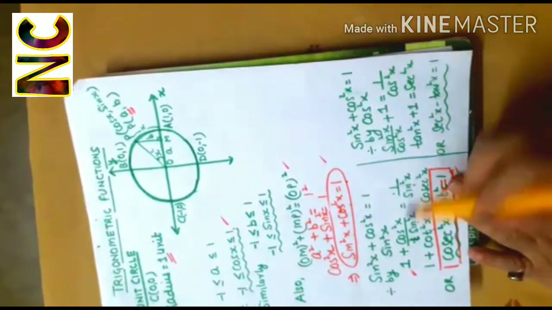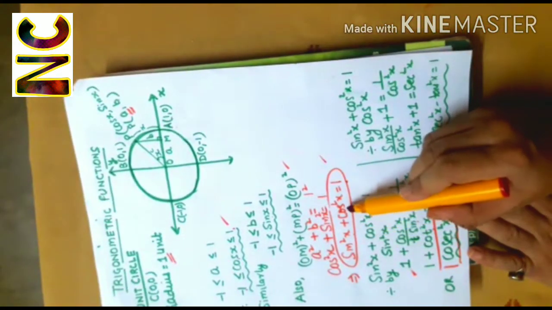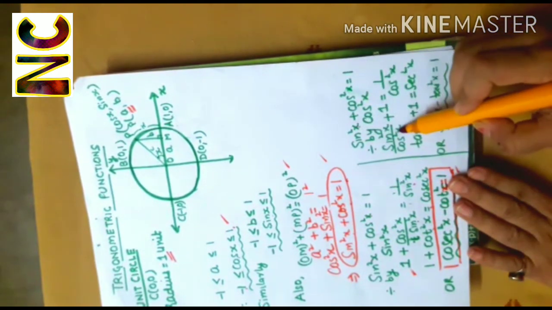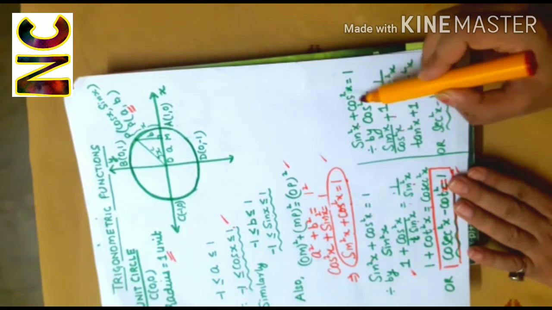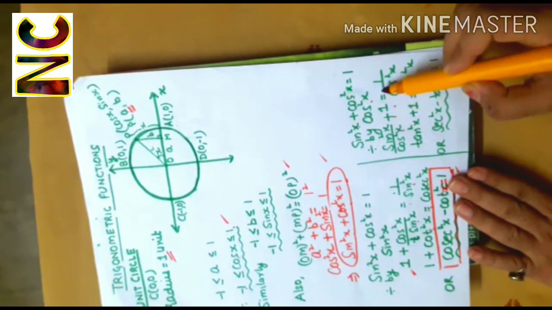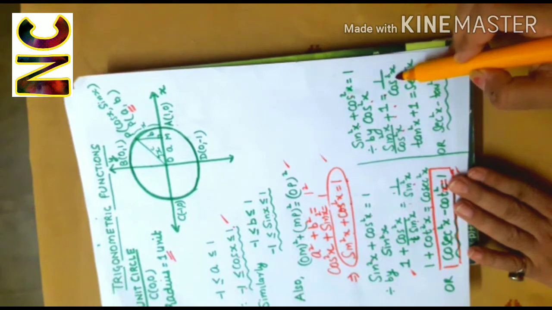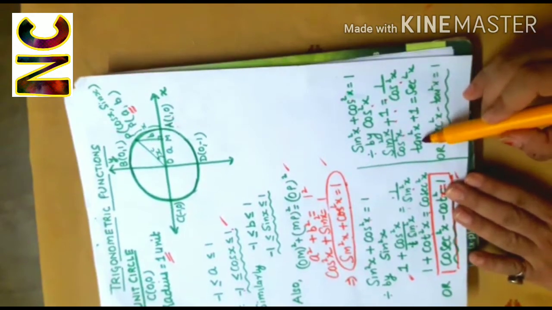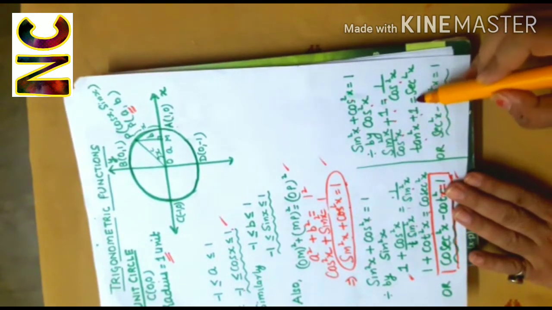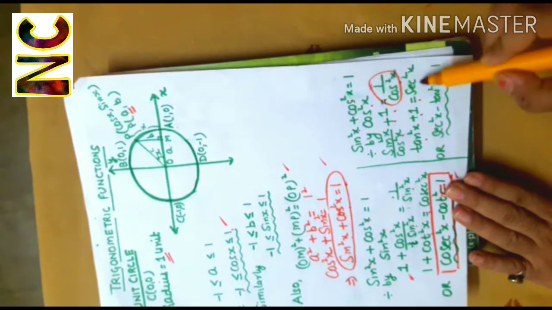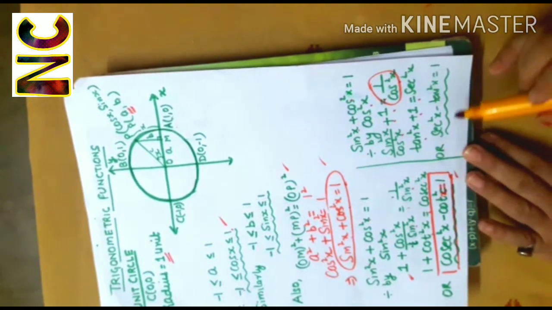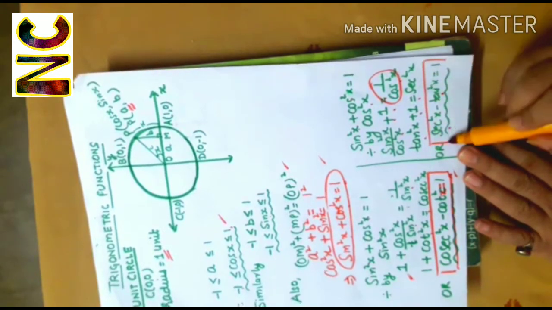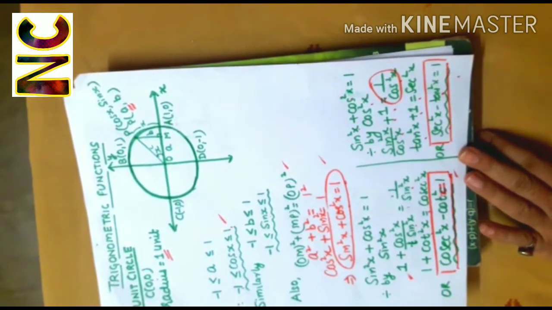Now similarly, if I divide both sides of this by cos square x, sin square x over cos square x plus cos square x over cos square x will give you 1. It is equal to 1 over cos square x. Now sin x over cos x is tan x. So here I'll get tan square x plus 1 equals, yes, secant square x. So secant square x minus tan square x is equal to 1. This is the third identity.